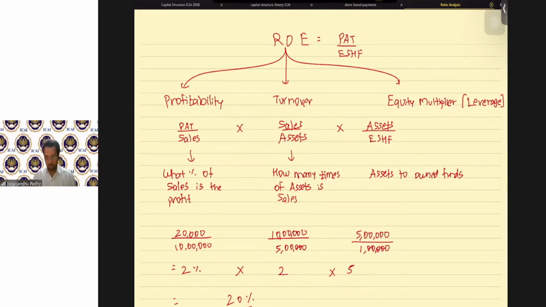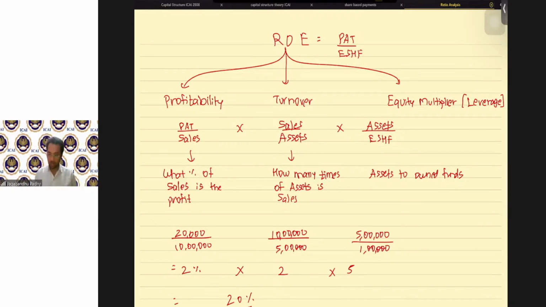If I want to increase this return on equity number of 20%, how can I do that? First and foremost, try to increase the profit margin. If my profit margin increases from 2% to 3%, you will see a massive jump. Similarly, try to sell as many times as possible of the assets. If you sell more times, that's going to provide you a greater return.